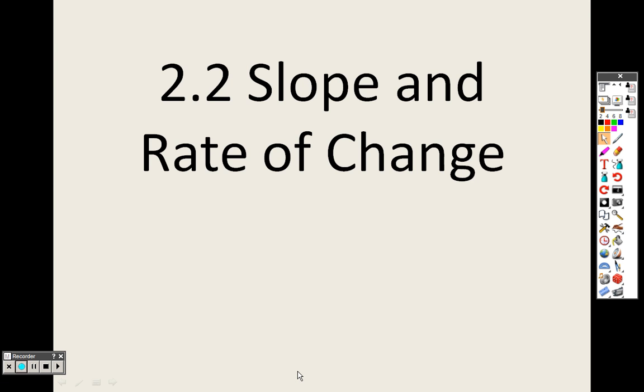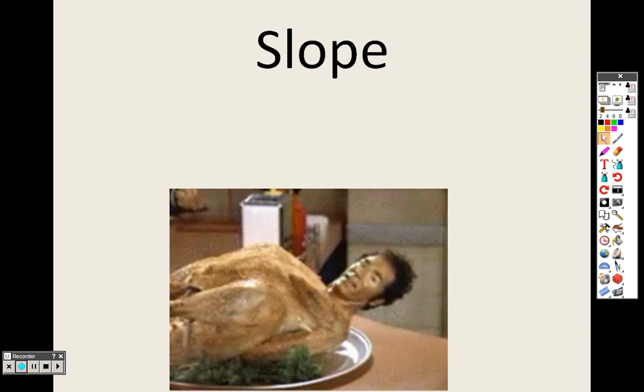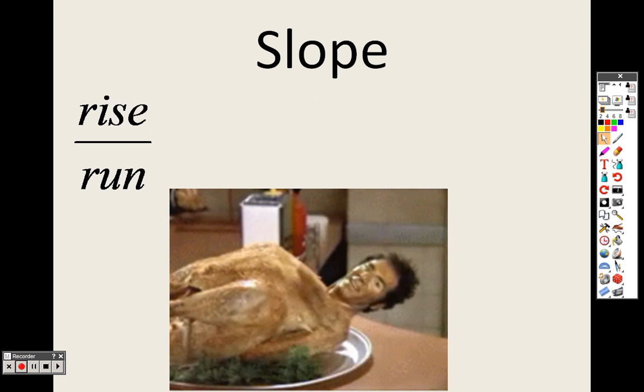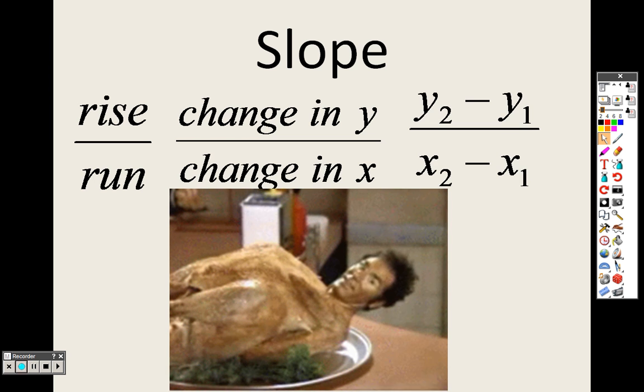All right, 2.2, slope and the rate of change. So the slope. There are many different ways that you've seen slope before, and slope has been classified as rise over run. Slope has also been realized as the change in y over the change in x. And this is the one that you definitely need to make sure you know. It is y2 minus y1 over x2 minus x1. That's definitely the one that you need to make sure you keep in mind.